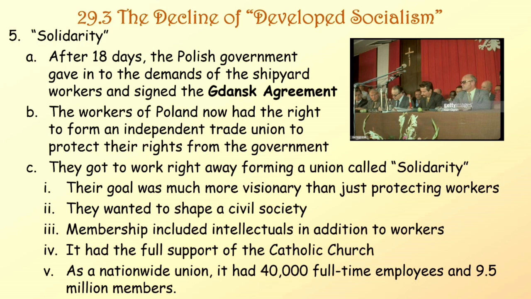Solidarity. After 18 days, the Polish government gave in to the demands of the shipyard workers and signed the Gdansk Agreement. The workers of Poland now had the right to form an independent trade union to protect their rights from the government. And they got to work right away forming a union called Solidarity. As a nationwide union, it had 40,000 full-time employees and 9.5 million members.